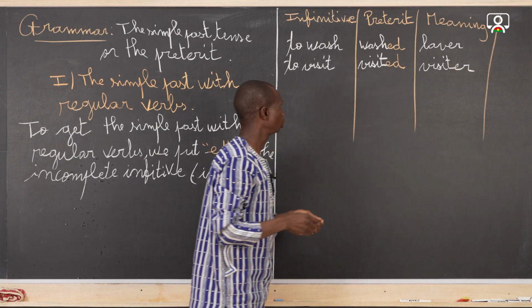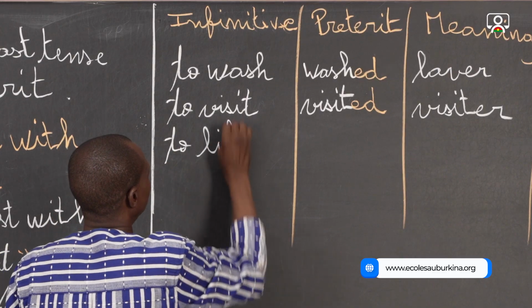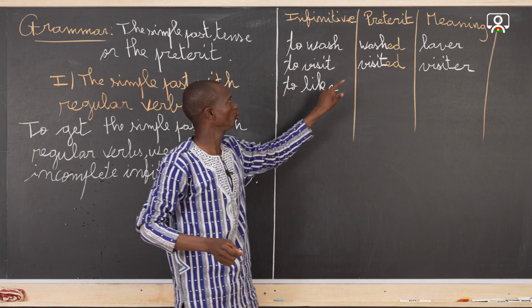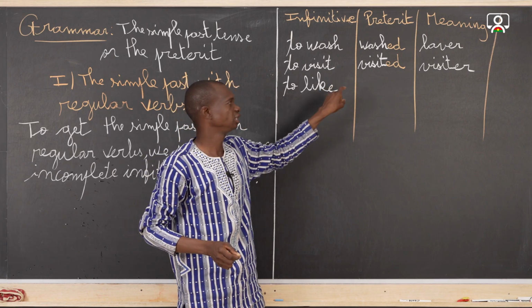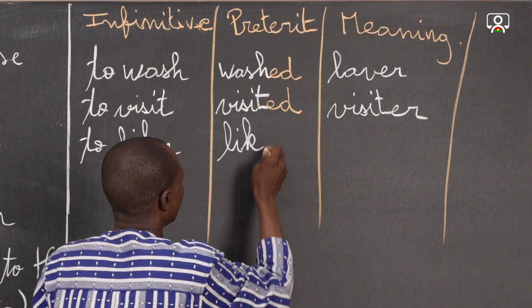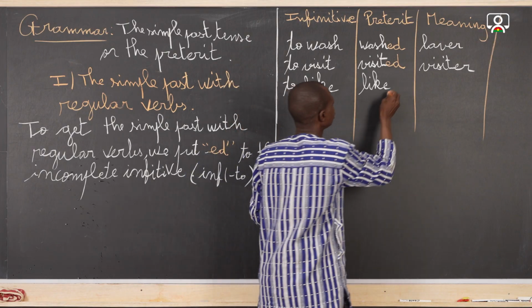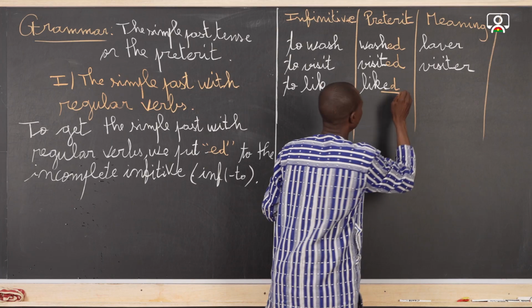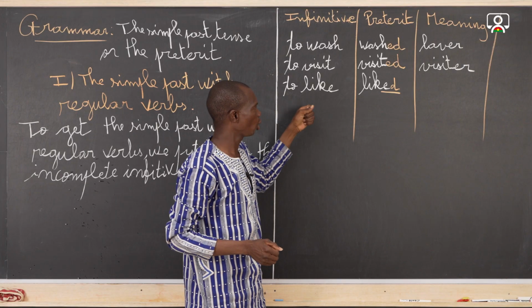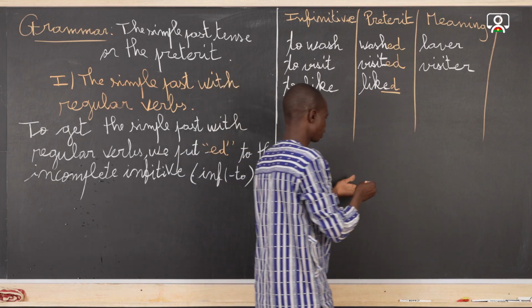And we have also another regular verb, which is to like. To like, here, the verb ends in e. If we want the preterit, we just put d. Here, the incomplete infinitive is like. And as there is an e, we put d, and we have the ed at the end. It is the preterit of this regular verb, to like, which means aimer.